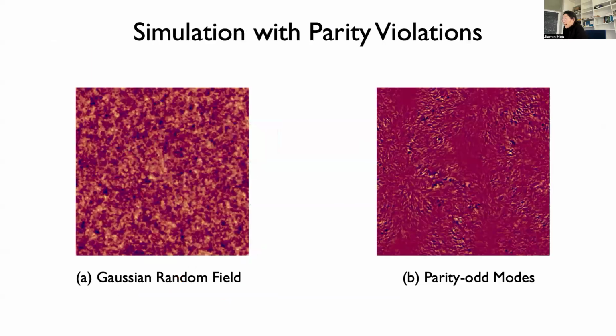And here we visualize these simulations. On the left, this is a slice of the Gaussian random field, and on the right, I isolate the parity odd component. Here we can see the helical structures in this simulation. We prepare the simulations using the parity violating initial condition and then evolve them with the matter transfer function with or without the BAO feature. This setup allows us to directly assess the impact of BAO on the parity odd signal.